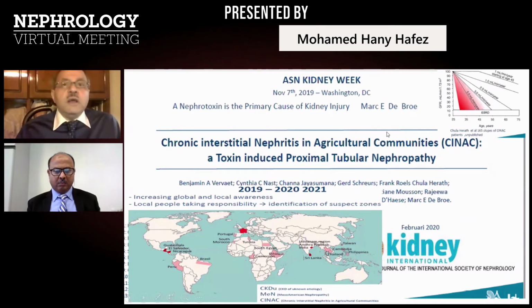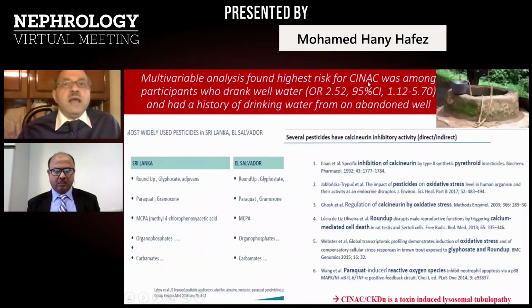Multivariate analysis shows that CINAC had a higher risk, more than 2.5 times, among participants who drank well water and had a history of drinking water from an abandoned well, and also if they were living in an area in which pesticides are used, especially those used in Sri Lanka and El Salvador, including glyphosate, paraquat, and other organophosphates.